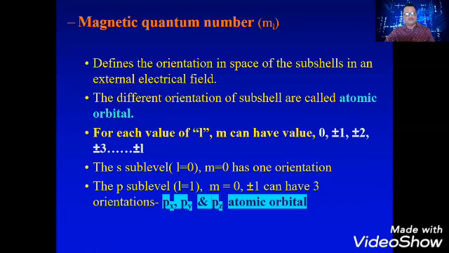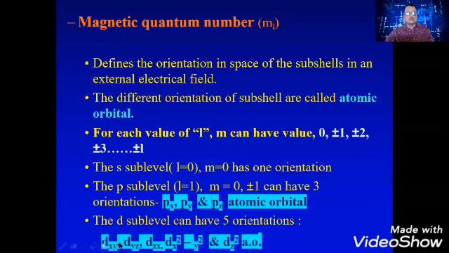Then for D subshell, L is equal to 2, and m will have value 0, plus minus 1, plus minus 2. So how many values, children? 0, plus 1, minus 1, plus 2, minus 2. That means 5 values. That means D subshell will have 5 orientations, and each orientation represents one atomic orbital. So D subshell has 5 d atomic orbitals, and these are dxy, dyz, dzx, dx square minus y square, and dz square atomic orbital.